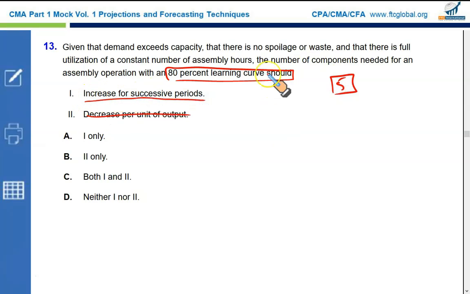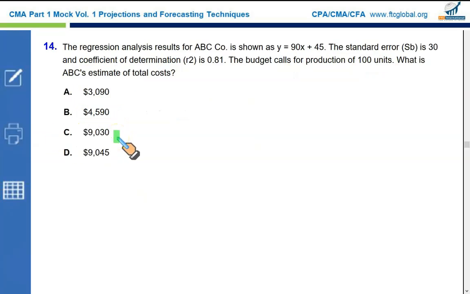Increase for successive periods. Let's read the statement again. Given that demand exceeds capacity and that there is no spoilage or waste and that there is full utilization of the constant number of assembly hours, the number of components needed for an assembly operation with an 80% learning curve, when the workers gain experience, they will demand more raw material for production. That's what you call learning curve. So that makes A the correct option.